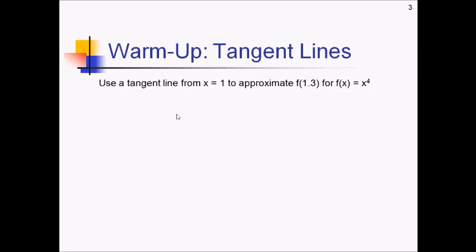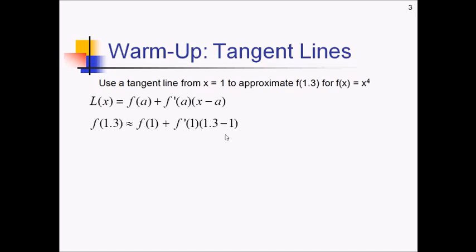So hopefully you started with the tangent line formula. L of x equals f of a plus f prime of a times x minus a, where a is your x value of tangency, 1 in this case. So applying that, we can write f of 1.3 is approximately equal to, because we're not actually giving the true value here, f of 1 plus f prime of 1 times x minus 1.